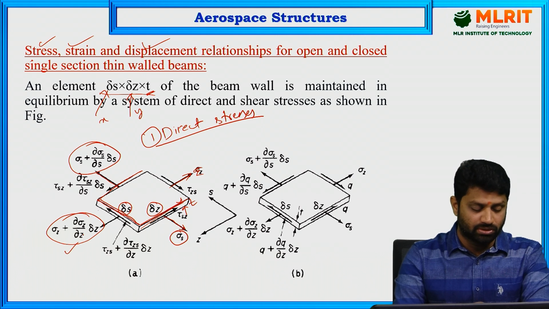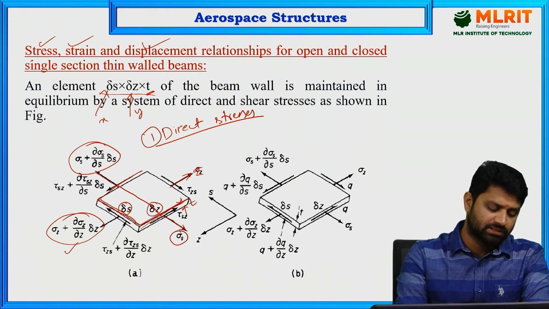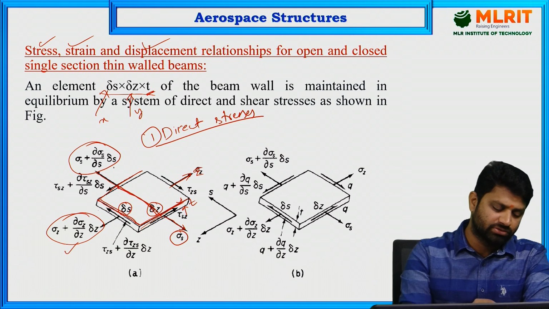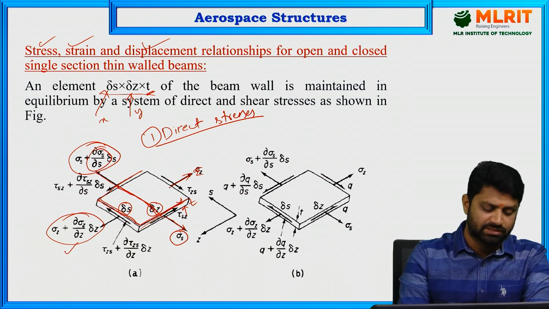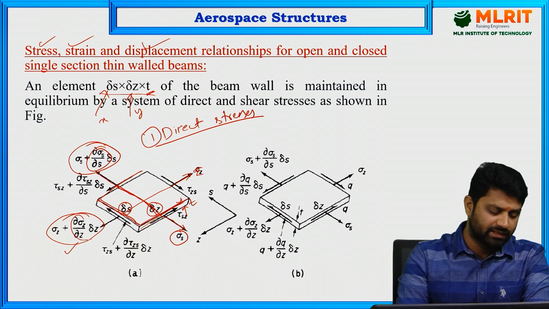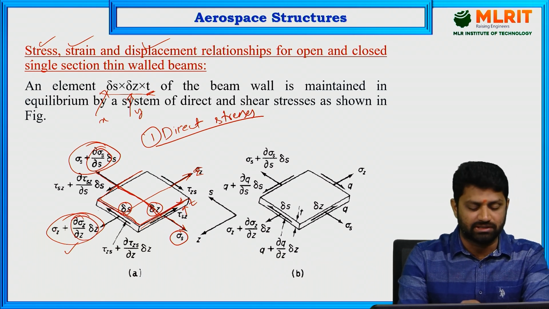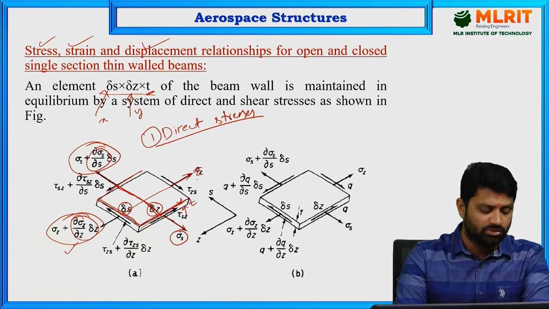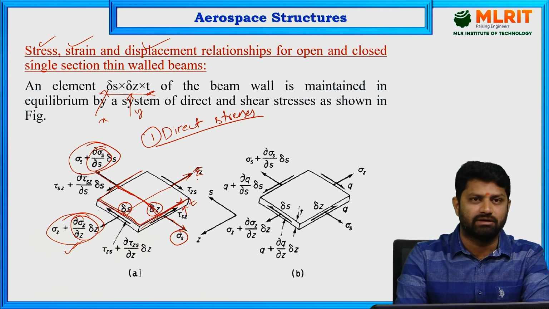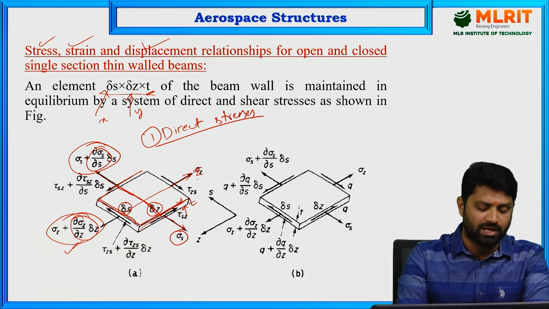Because as you move along the S direction, there will be an increment in that direction. Similarly, as you move along the Z direction, there will be an increment in the Z direction, so you have to understand that. So sigma Z plus dou sigma Z by dou Z into delta Z will be the stresses parallel to the Z axis.